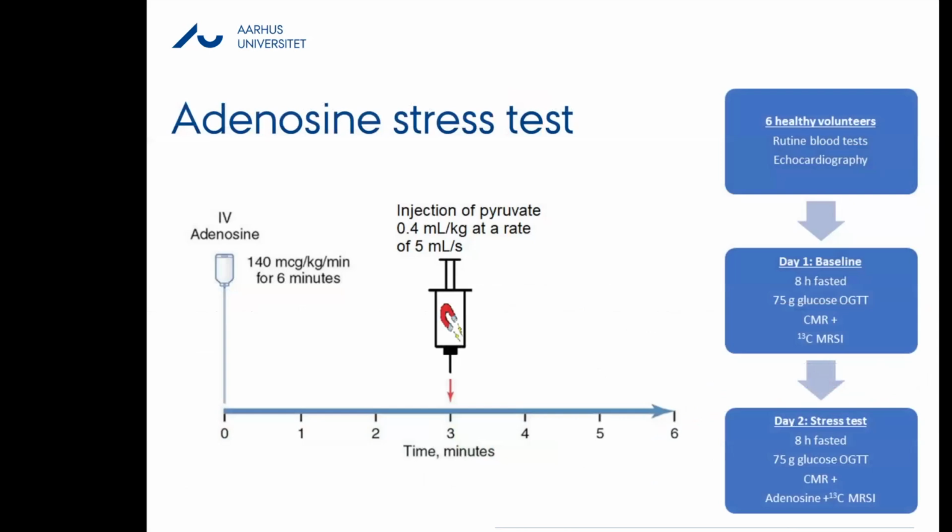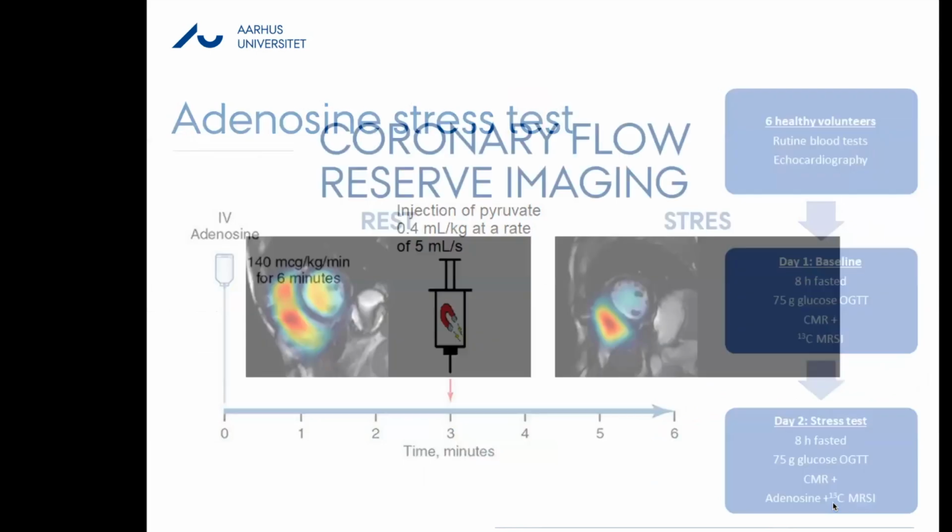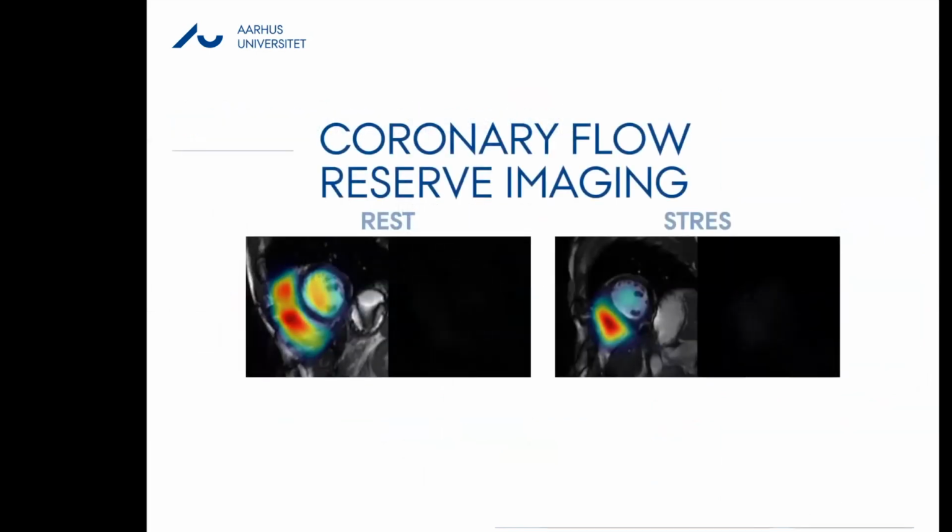So this is how it looked, and here we went with the oral glucose tolerance test as a normalizer. So you fasted for 8 hours, and you got the glucose, and you got your scan, and then we redid the exam on a different day with the adenosine. And this is how the data looks.